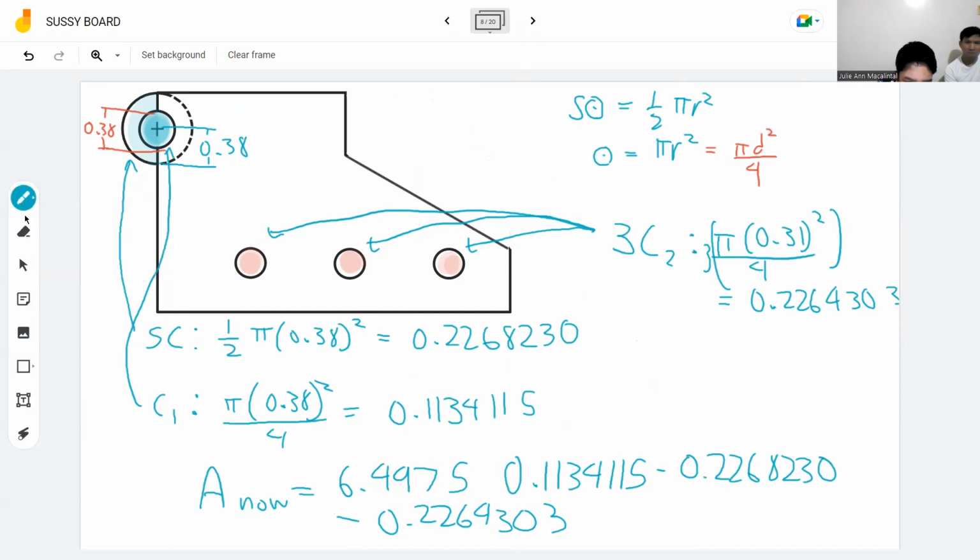So this is the previous area. We are going to add the semicircle first, so it should be add. Put it in order so it's not confusing.